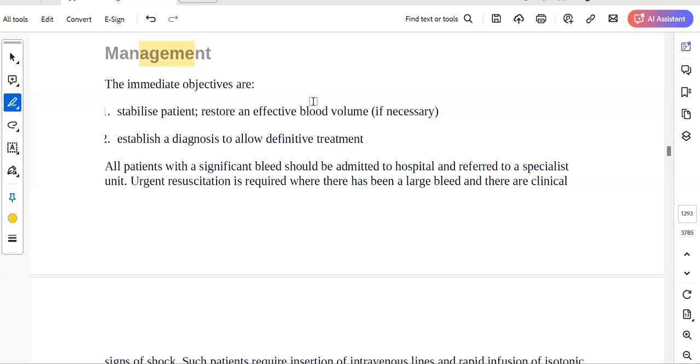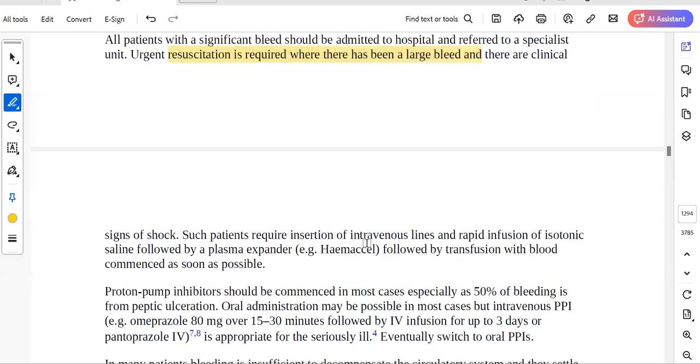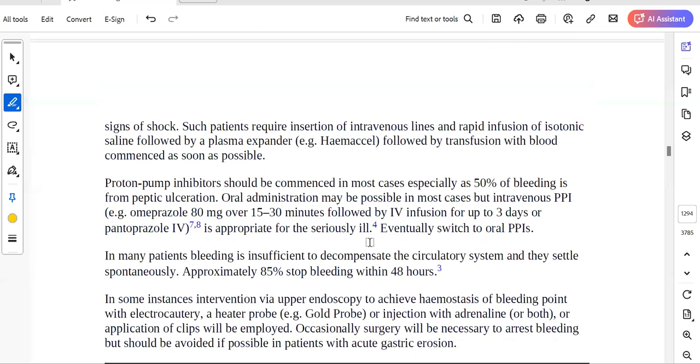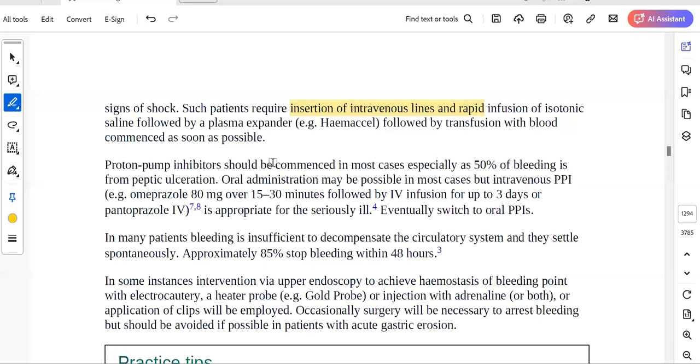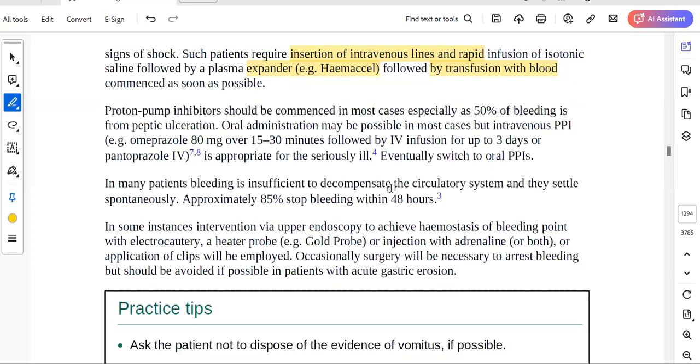Management. If a patient comes to you with an upper GIT bleeding, the patient can become unstable quite easily. So stabilizing the patient is your first priority. Urgent resuscitation is required when there is a large bleeding and the patient is in shock. For this patient, you need to put them on IV fluid, and sometimes you can even give them a plasma expander like Haemaccel, and as soon as the blood is available, blood transfusion. So initially, definitely stabilize the patient with IV fluid and then blood.